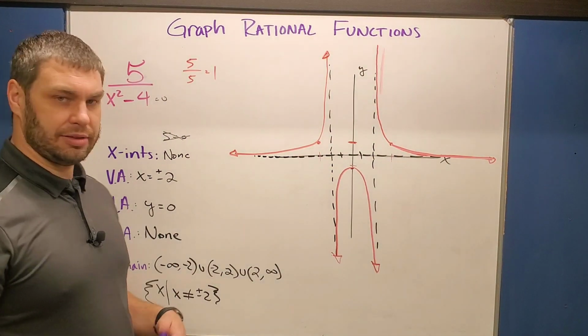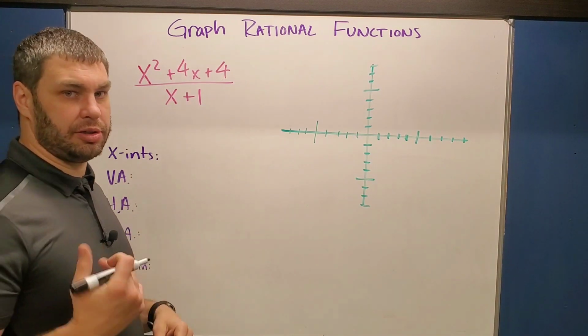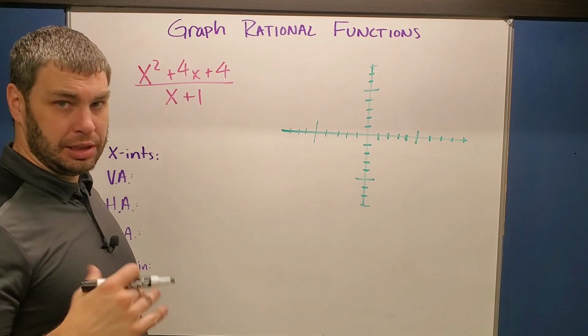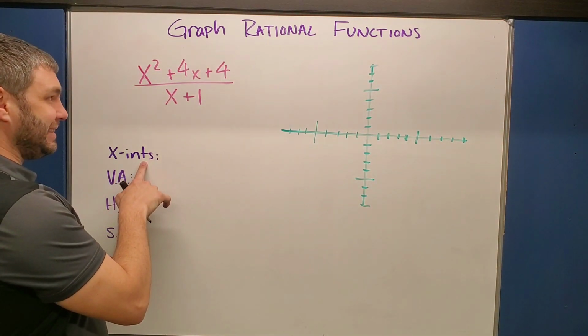All right, let's try the last one, number 3. Our last one says x squared plus 4x plus 4, all over x plus 1. And this is one where the degree is going to be bigger on the top. We'll get to that when we talk about the horizontal asymptotes. But first off, we do need the x-intercepts.